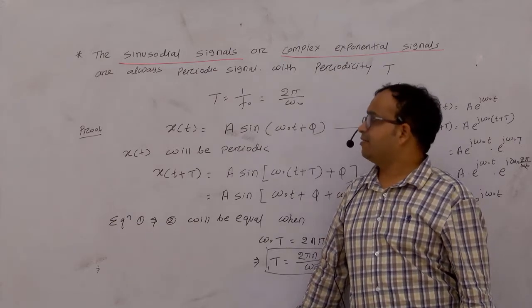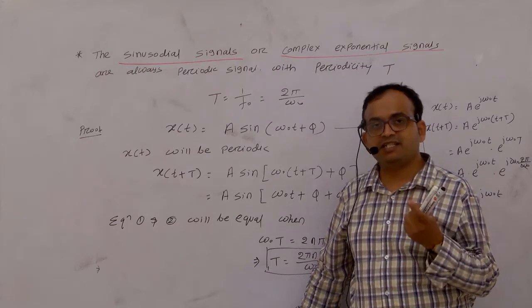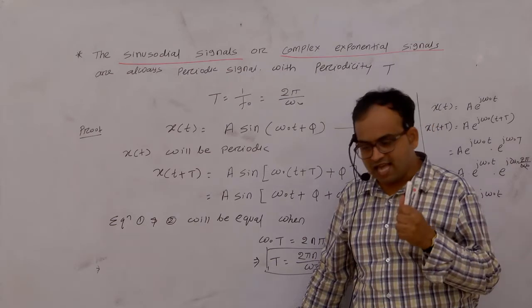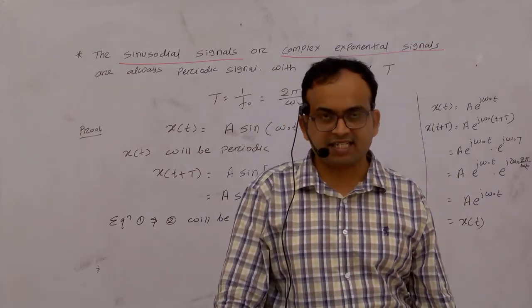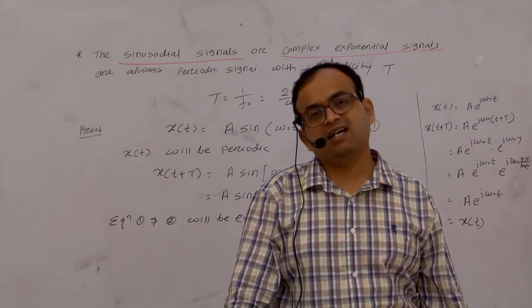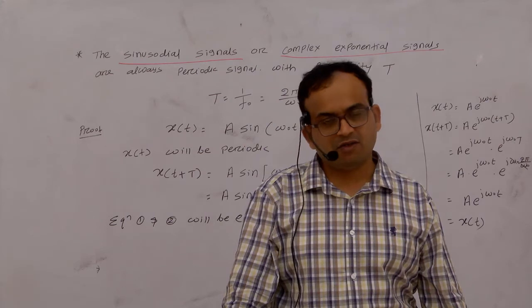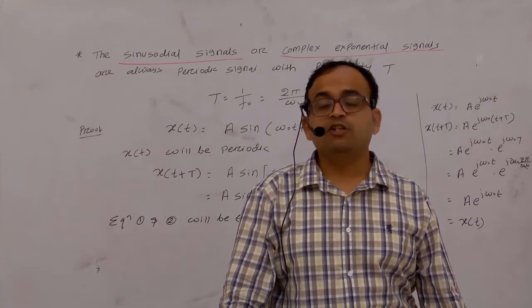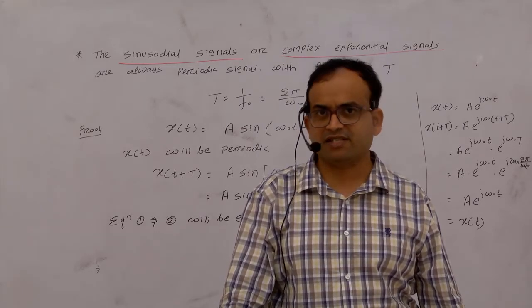Now, how do we find the periodicity of sinusoidal signals or complex exponential signals? As I am telling, these two types of signals are always periodic signals, so we have to find out the periodicity or the fundamental time period of the sinusoidal signals or the complex exponential signal. So how to find it? There is a very simple derivation. Let us see these things.